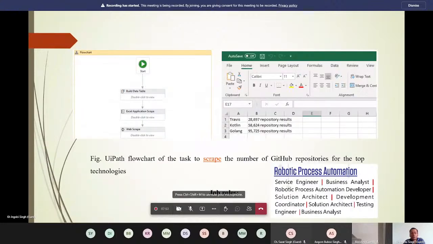Now, I'm showing here two pictures showing the UiPath flowchart of the tasks to scrape the number of GitHub repositories for the top technologies, and some job roles for RPA are given here also. In addition, we're talking about these simple RPAs, but advanced robots can even perform cognitive processes like interpreting text, engaging in search and conversations, understanding unstructured data, and applying advanced machine learning models to make complex decisions.